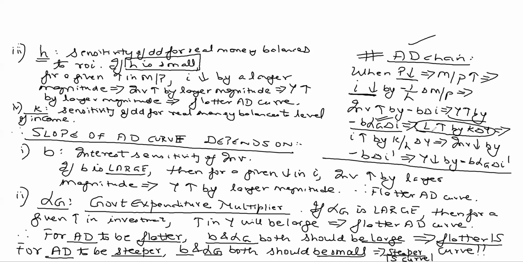Why? Because if K is small, for a given increase in Y, money demand will increase by a smaller magnitude, which implies interest rates will increase by a smaller magnitude, which implies investment eventually will fall by a smaller magnitude, which implies output eventually will fall by a smaller magnitude, which implies less crowding out. Less crowding out means more output. More output means a flatter AD curve.